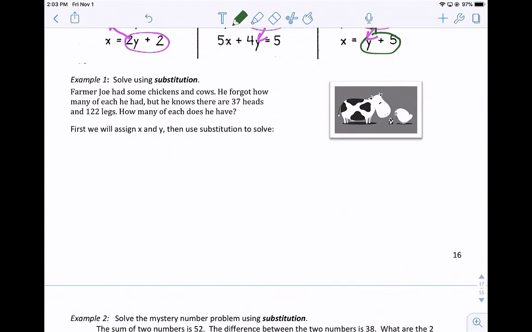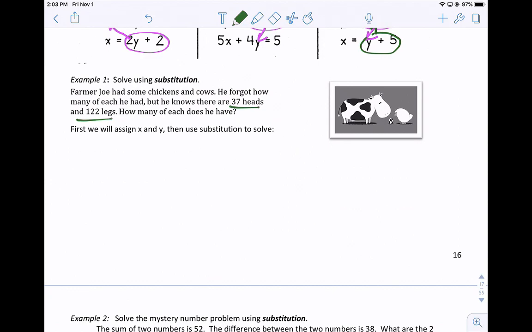Okay, so how do we actually do it? We're first looking at how do you identify what to plug in where, but let's actually do this problem. So Farmer Joe had some chickens and cows. He forgot how many of each he had. He knows there are 37 heads and 122 legs. How many of each does he have?